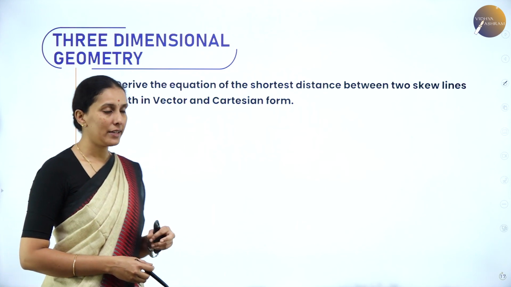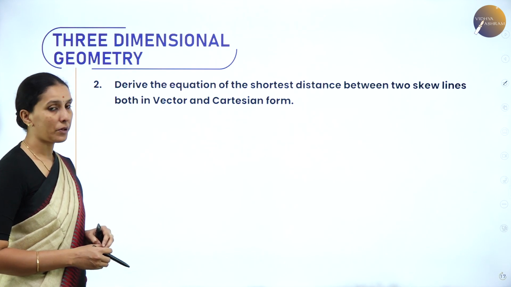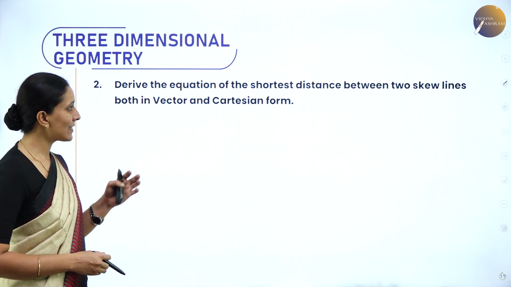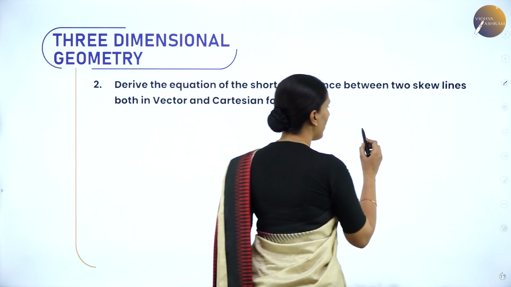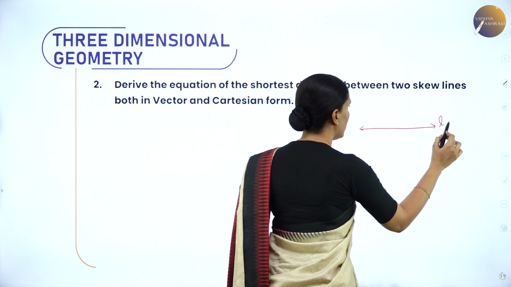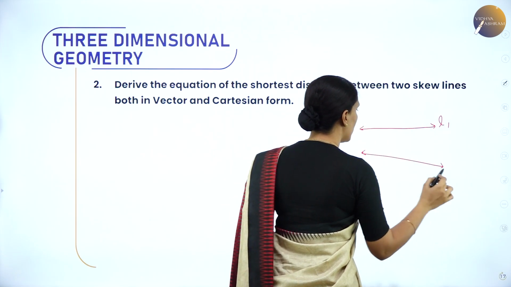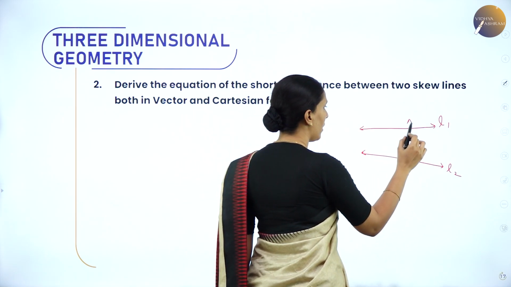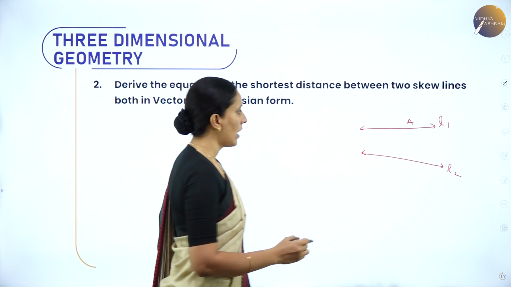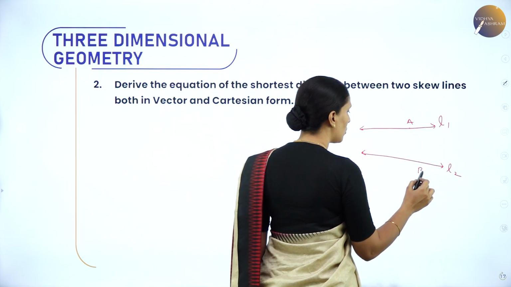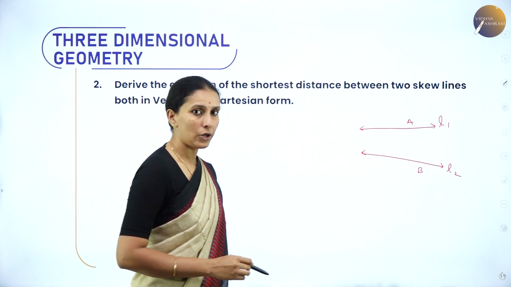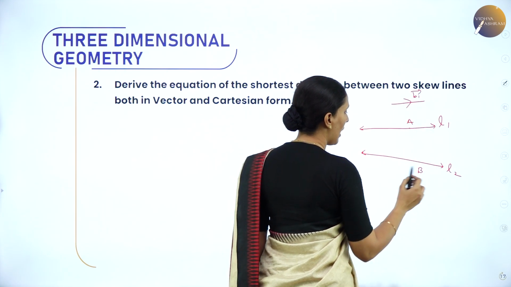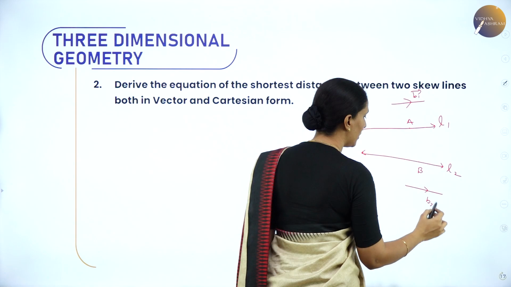Next derivation is the derivation of shortest distance between two skew lines, both in vector and Cartesian form. So first let us consider the two skew lines. Let L1 be the line passing through point A whose position vector is A1, and let L2 be the line passing through point B whose position vector is A2. Now, line L1 is parallel to vector B1 and line L2 is parallel to vector B2.